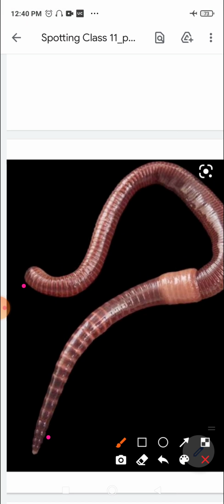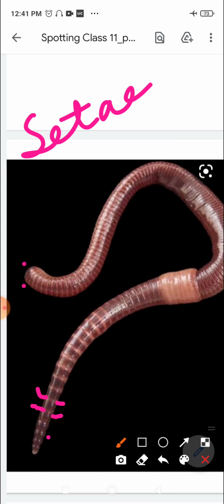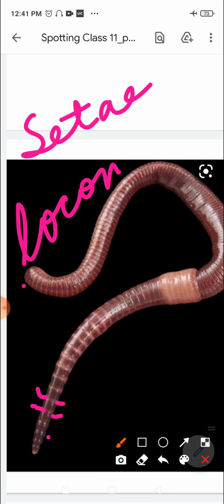Each segment except the first and the last bears a row of minute yellowish setae. Just below, each segment has small hair-like structures known as setae, which are not visible from this side. Towards the ventral side you will find them. These setae help in locomotion.